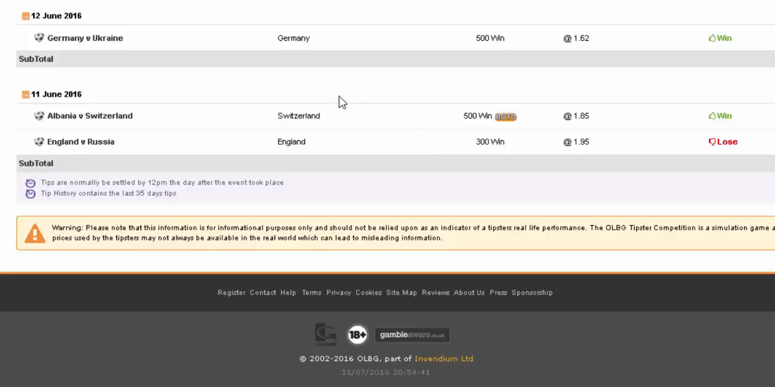Next, Germany Ukraine. Well, the odds weren't great, but Germany are Germany, and so now I'm feeling better. So we've had 2 wins, 1 loss. But again, it's a new machine. This is the first time that I was applying my machine learning algorithm.